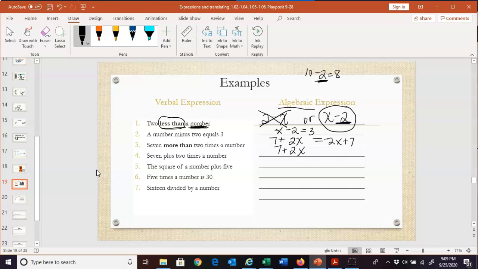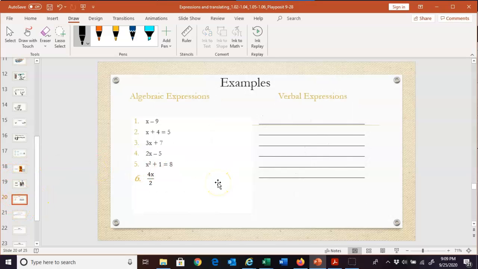All right, number 5, the square of a number plus 5. Now I'm using x's, but you guys know that you can use any variable. You can use y, t, z. All right, number 6, 5 times a number is 30. And 16 divided by a number.